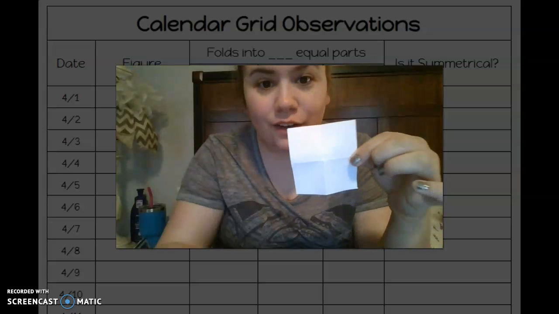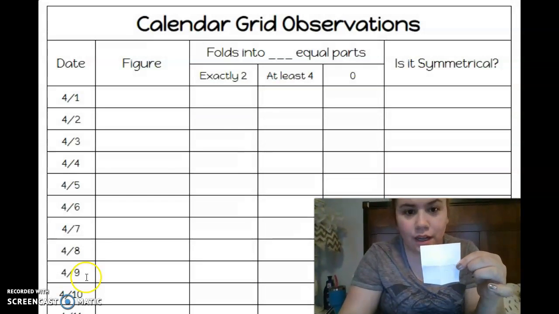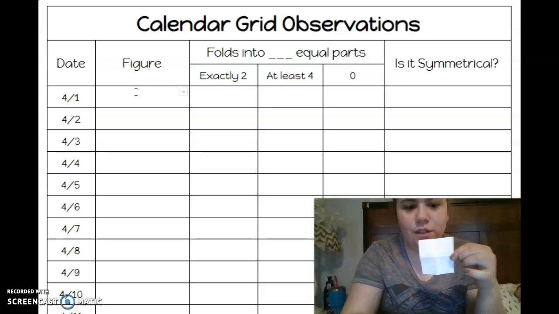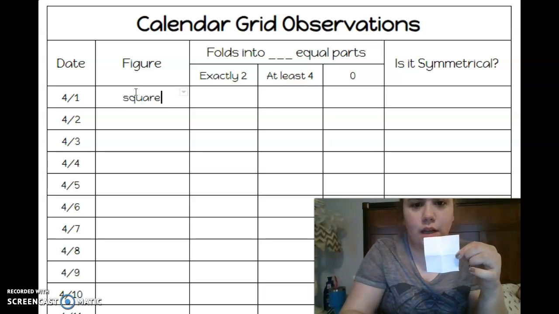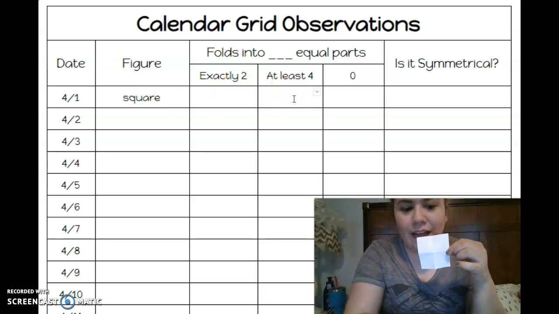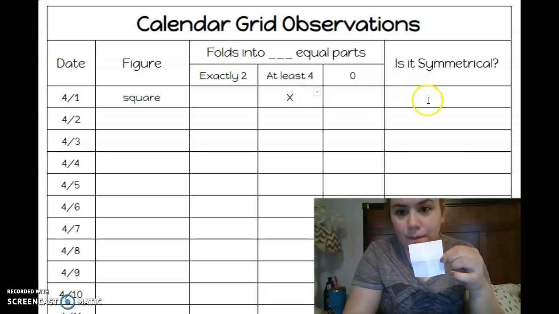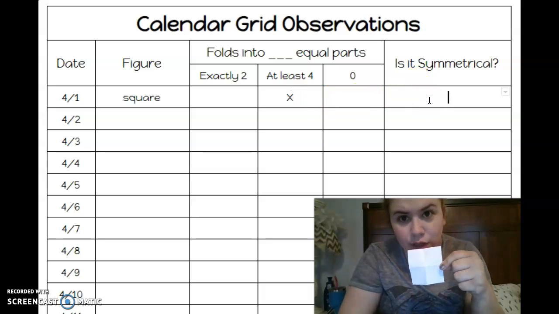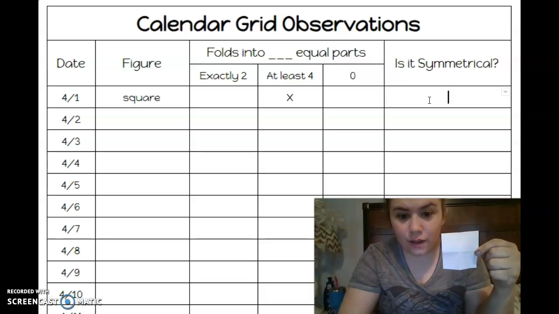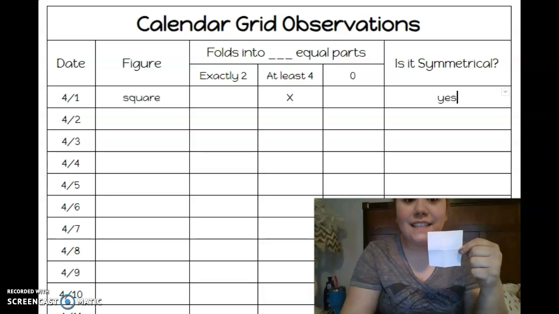Let's head over to our calendar grid observations, and I just happen to be here. Let's log it. So today we have a square, and it can fold into at least 4 different parts. And now we need to answer our question. Is it symmetrical? The answer is yes, it is symmetrical.